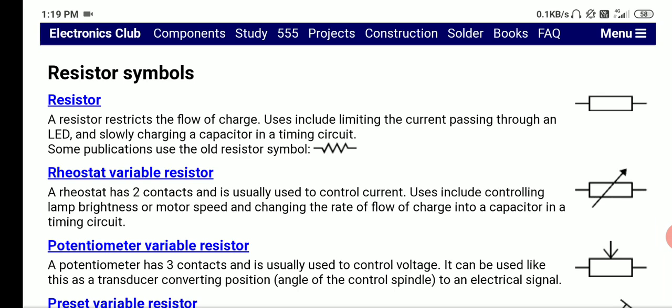In today's topic, we're going to get familiar with some electronic components, or I must say the building blocks of electronics. So without wasting your time, let me start. We're going to see the resistor first. We have a resistor here first, right?